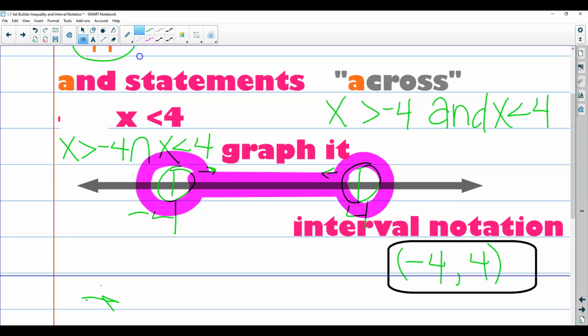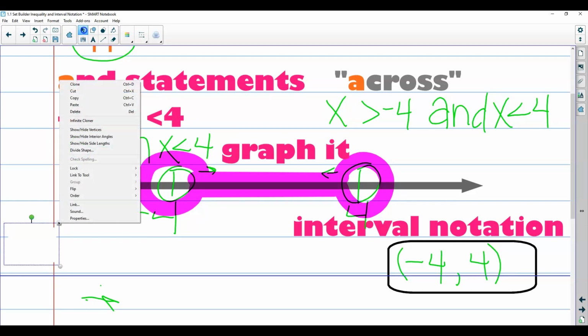That is an and statement. It's like a 2-for-1. You really have to look at each piece individually. So look at the left side, then look at the right side, and then see what's in between, see where it overlaps. That's how you're going to work that.